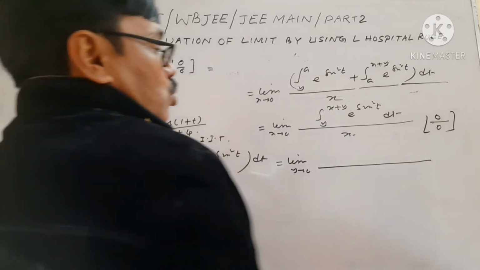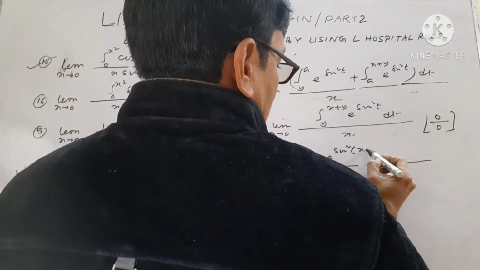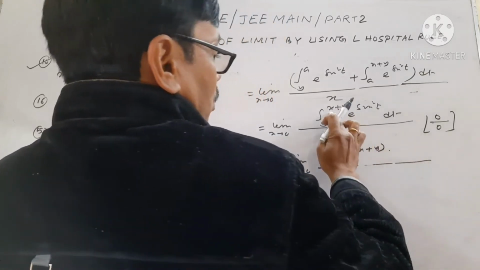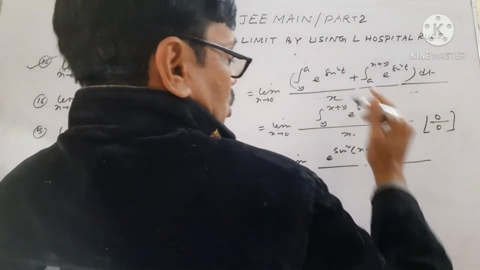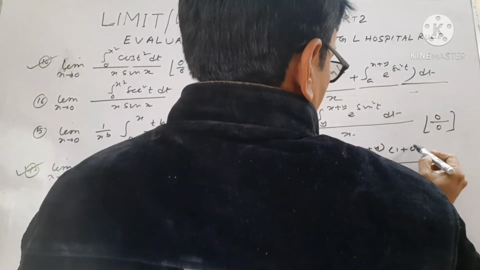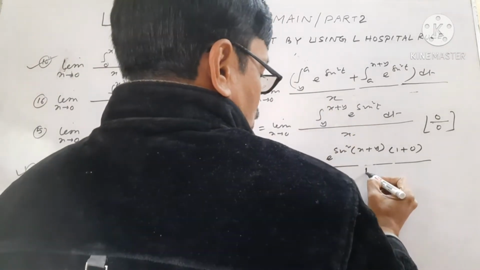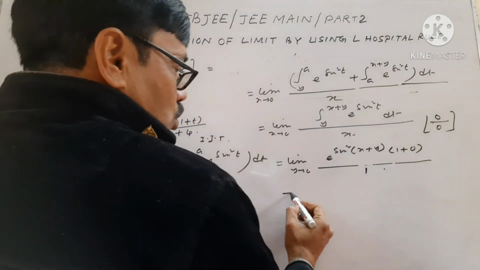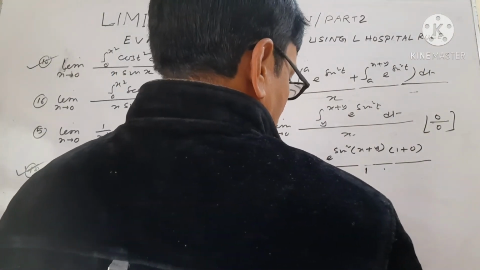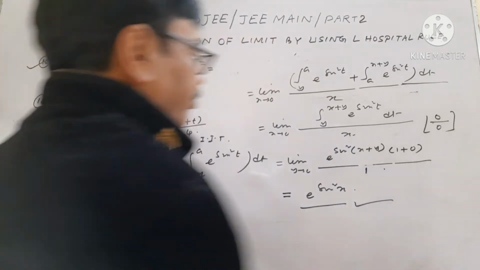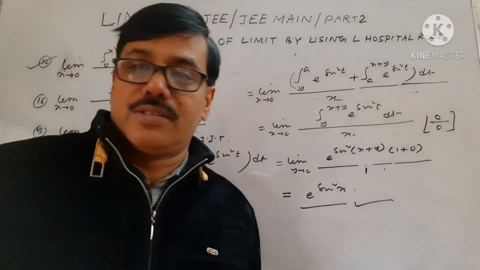Differentiating with respect to x, we get e to the power sin square x plus y. Then the derivative of x plus y with respect to x, considering y as constant, is 1 plus 0. The lower limit is y, which is constant. And this is 1. So put y equals 0. The answer is e to the power sin square x.